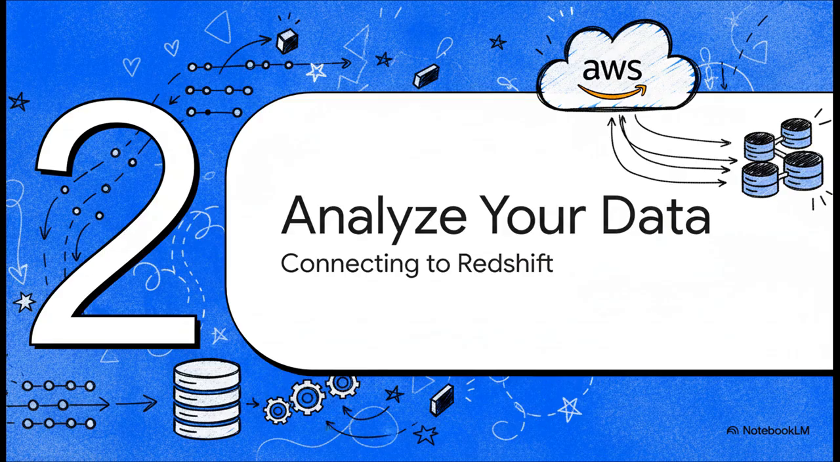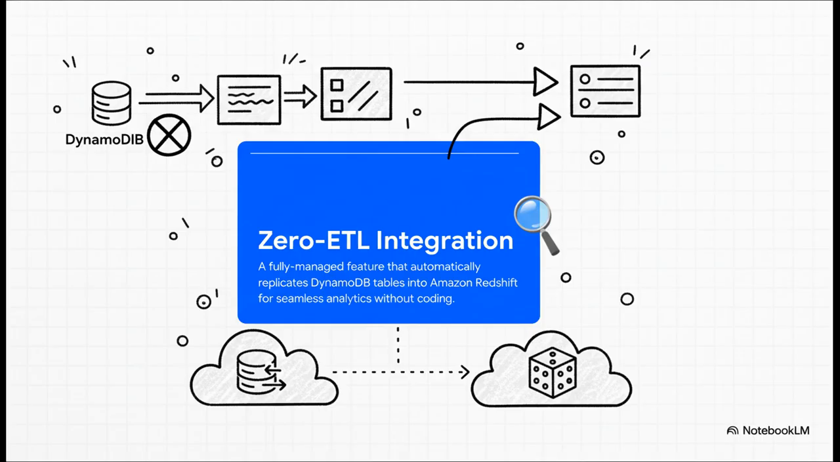Okay, let's dive into our first big challenge. How do we run complex analytics on our live DynamoDB data without totally tanking our application's performance? The goal here is to get your data into a powerhouse data warehouse like Amazon Redshift. The modern way to do this is with a feature called Zero ETL, and honestly, it's pretty much exactly what it sounds like. You can forget about building and managing those painful extract, transform, load pipelines. This is a fully managed, literally no-code way to automatically get your DynamoDB data flowing into Redshift, ready for analysis.